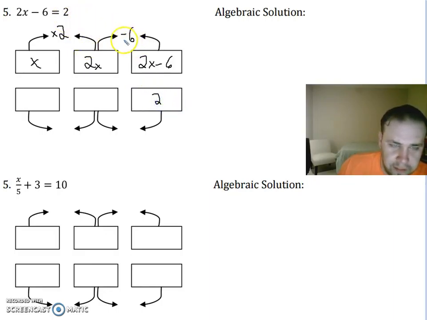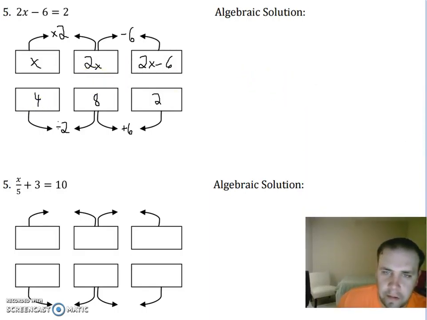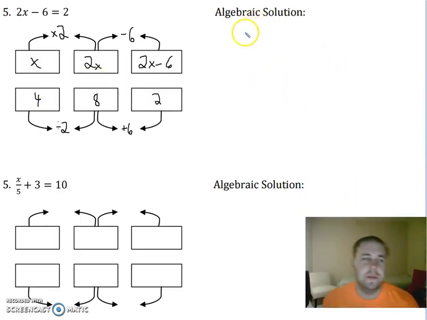And then we're going to do the inverse operation. So instead of subtract 6, we're going to add 6. Well, 2 plus 6 is going to be 8. Instead of times 2, the inverse operation would be divide by 2. 8 divided by 2 is 4. So let's work out that algebraic solution.